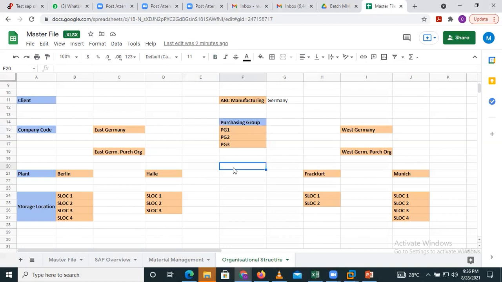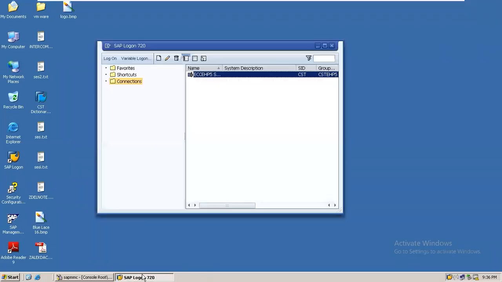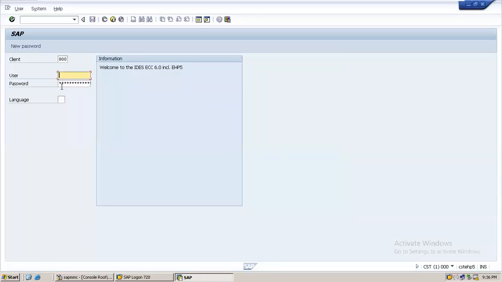Okay, now let's give some naming conventions. The client will be created by the basis consultant. It is the highest organizational unit in SAP. It is a corporate group or conglomerate of companies, right? So we already started using client 800. We are going to log into client 800 in SAP. This is nothing but my ABC manufacturing. So this client I can rename as ABC manufacturing and log in with my user ID.